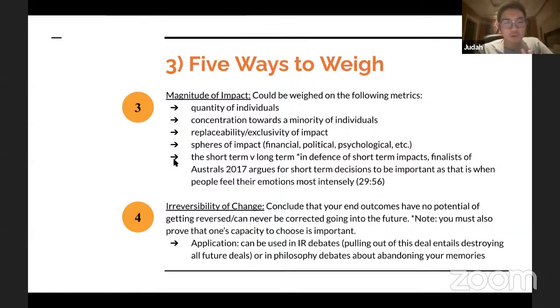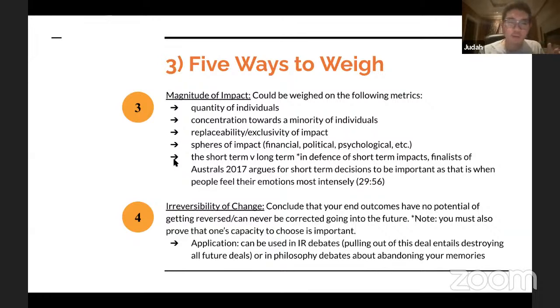And I guess then the fourth thing, kind of similar to that third one, is just the irreversibility of change. And this talks about how the impact or the outcome that is caused in the debate cannot be reversed or cannot be fixed in the long run, basically, right? So that's why you have to care about it a lot. The way that you do this is you conclude that your end outcomes have no potential of getting reversed or can never be corrected again going into the future.